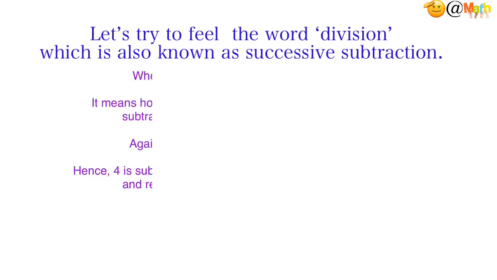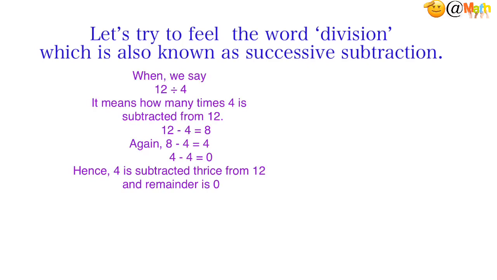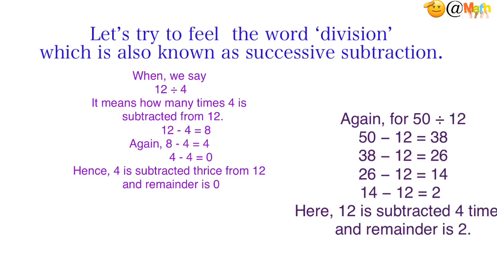When we say 12 divided by 4, it means how many times 4 is subtracted from 12. 12 minus 4 is 8, 8 minus 4 is 4, 4 minus 4 is 0. Hence, 4 is subtracted thrice from 12 and the remainder is 0. Again, 50 divided by 12. Here 12 is subtracted 4 times and the remainder is 2.